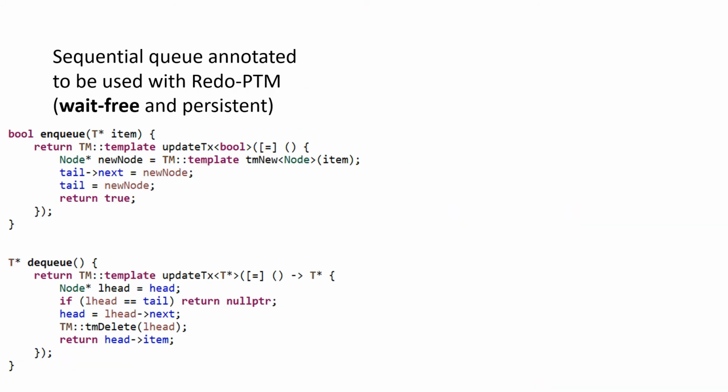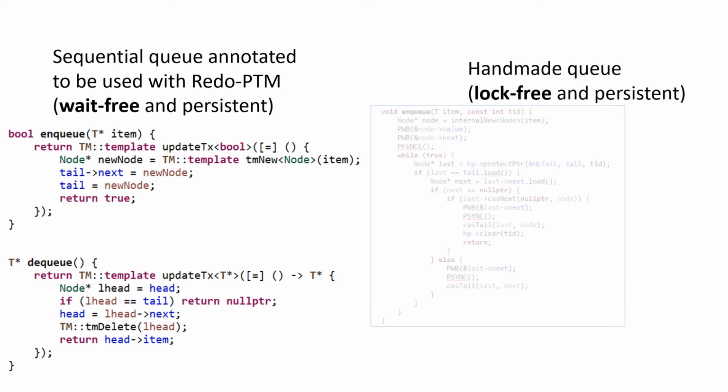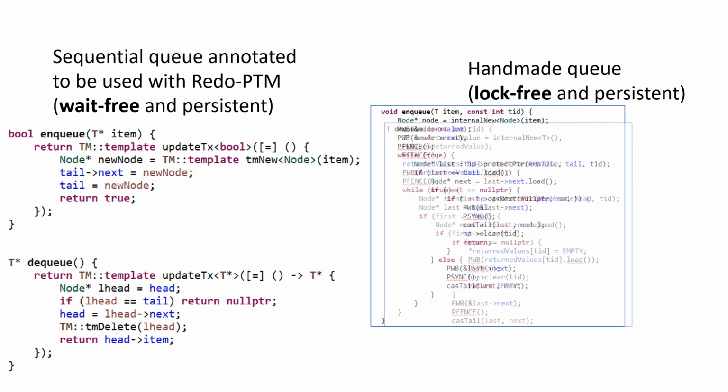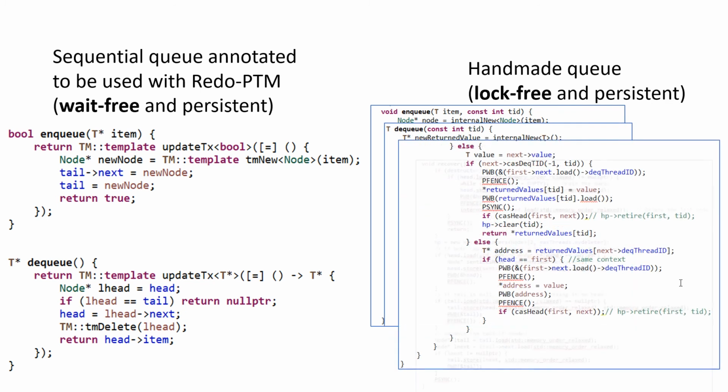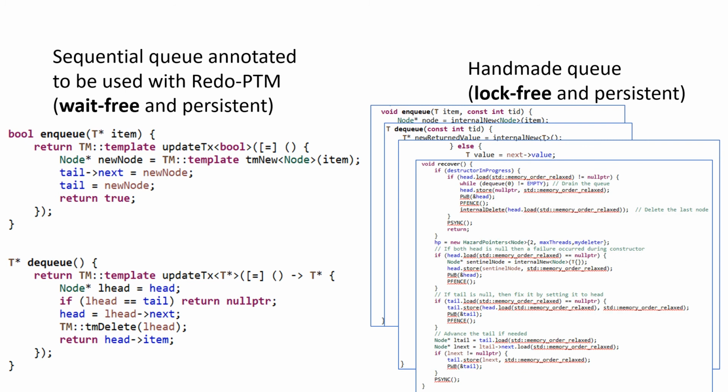Making a wait-free and persistent queue is relatively simple with Redo-PTM. You write sequential code, you call our allocator and deallocator, and you wrap everything in lambdas that you pass to the PTM. Making a lock-free and persistent queue by hand is a bit more difficult. Here is the enqueue, the dequeue, the rest of the dequeue, and the recovery method. And in the end, Redo-PTM is faster than the handmade lock-free persistent queues.